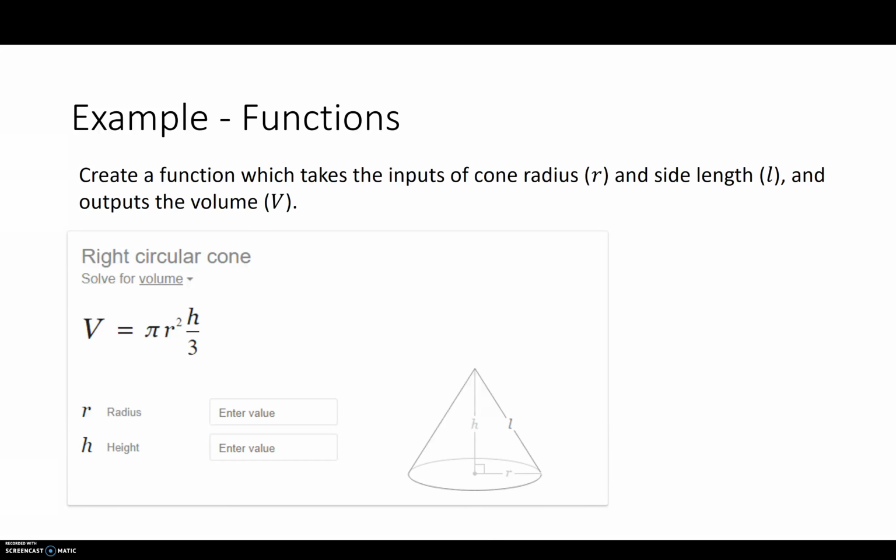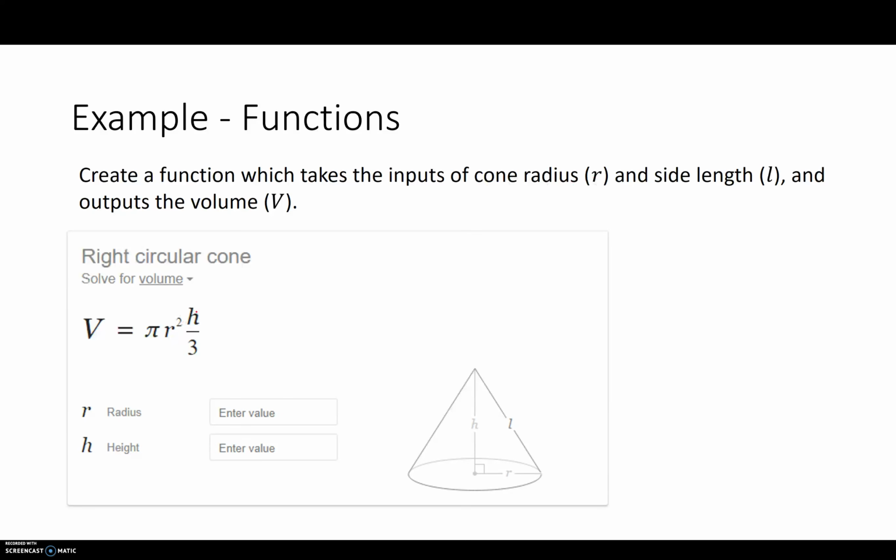So in this video, what we're going to try and do is create a function in Matlab which takes the inputs of a cone radius and side length and outputs the volume of a cone V. So what we've been given here is something to help us calculate the volume. So we can see that V is equal to pi times r squared, where r is the radius of our cone, and that's something that we were given.